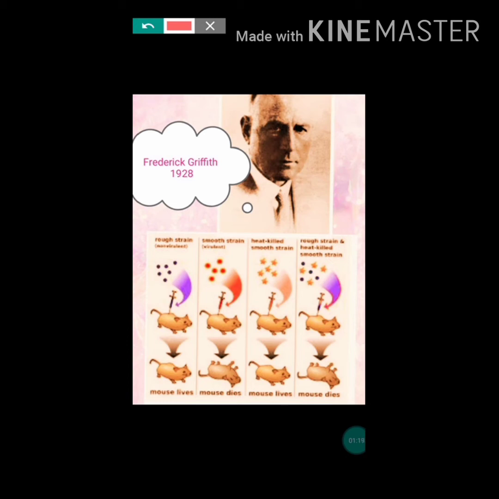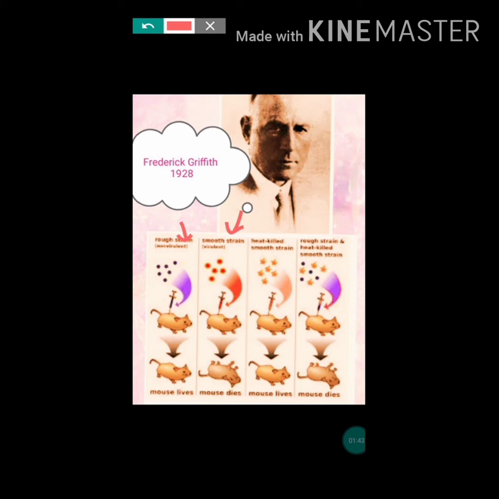Then he took the samples. First they took R strain, then it is injected into the mouse. The mouse lives because the R strain is non-virulent. Then in the second case they took the S strain of bacterium, then it is injected into the mouse. The mouse dies because this S strain bacteria is virulent which cause pneumonia. That's why the mouse dies.